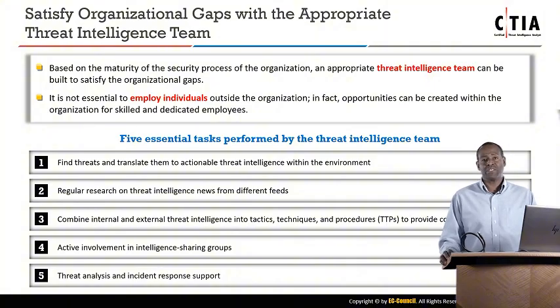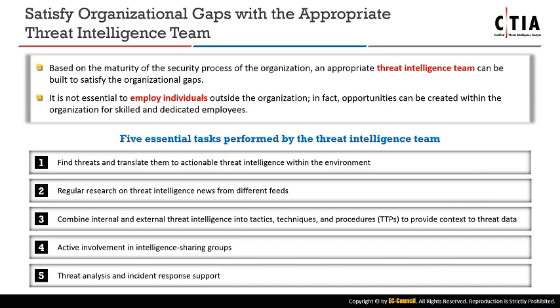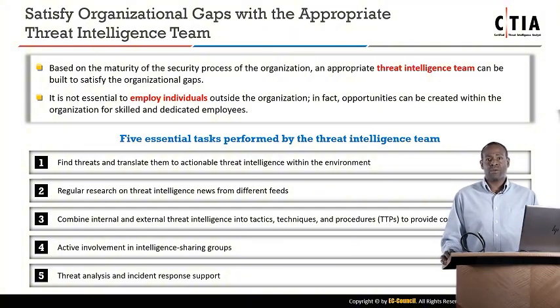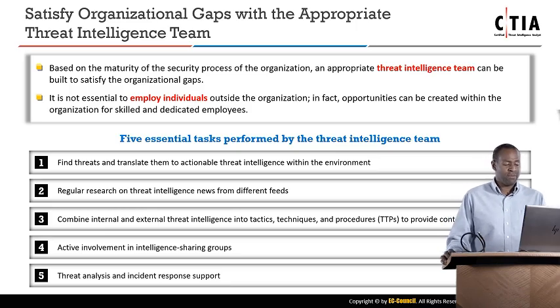So the 5 essential tasks performed by the threat intelligence team. Let's look at what the team does. Number 1, the threat intelligence team will find threats and translate them into actionable threat intelligence within the environment. So 2 aspects: find and make it actionable. Number 2, they'll do regular research on threat intelligence from different news sources. So they're going to be constantly looking for threat intelligence using multiple sources. We looked at some of the news sources that are available out there, and there are quite a lot more out there than what I've showed you in the past.